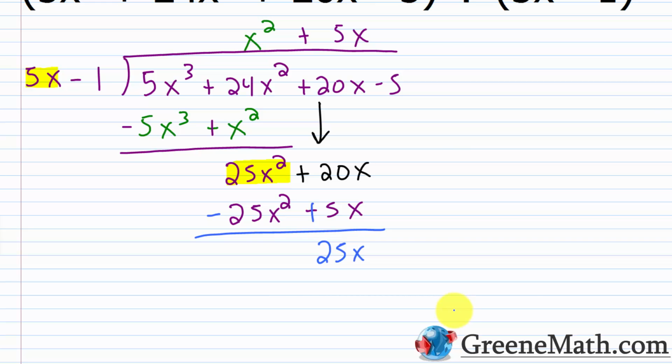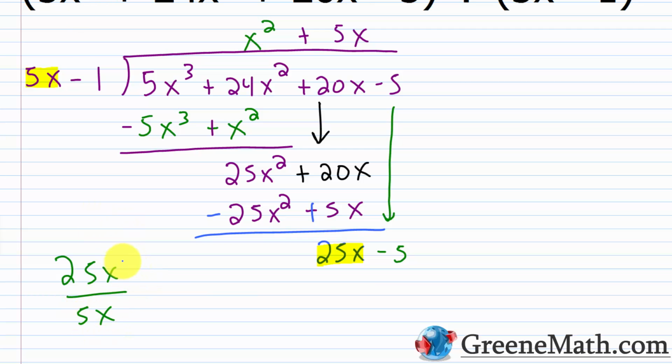Okay, so now I want to bring down my next term, which is negative 5. And I want to repeat the process because I brought something down. So again, leading term into leading term. So I'm working here now. This is my leading term. 5x goes into 25x how many times? So what is 25x over 5x?